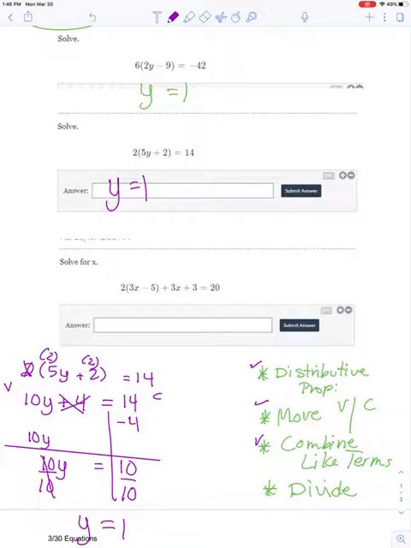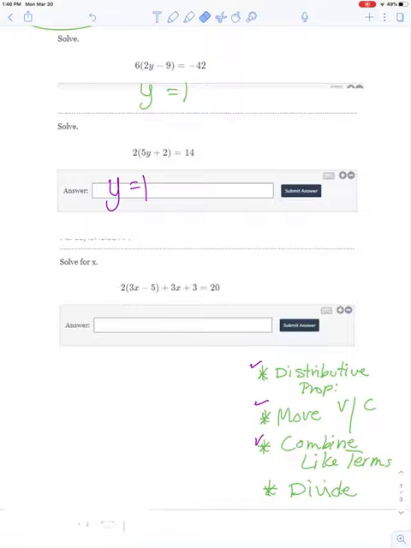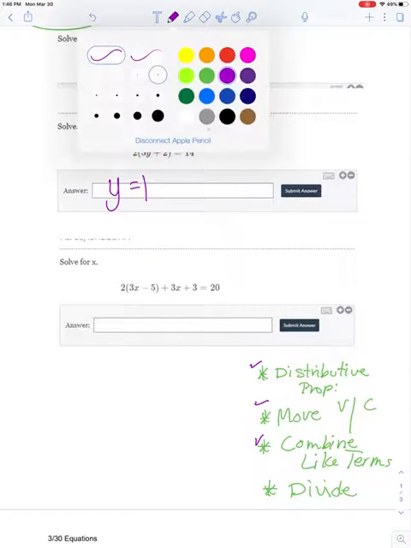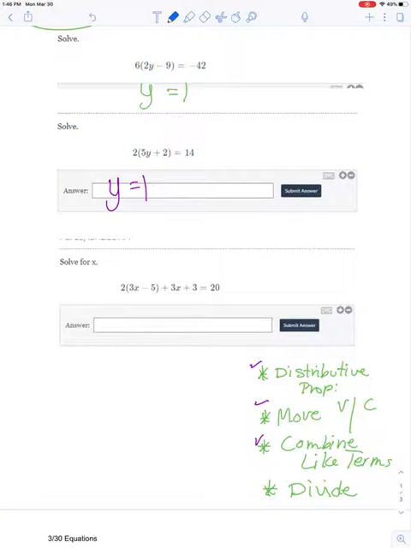Okay, let's look at the next one. Next one, still work it the same way. You just have a few more terms involved. All right. Let's get it written out first. Again, make sure y'all show your work. Okay, so we're going to distribute first.